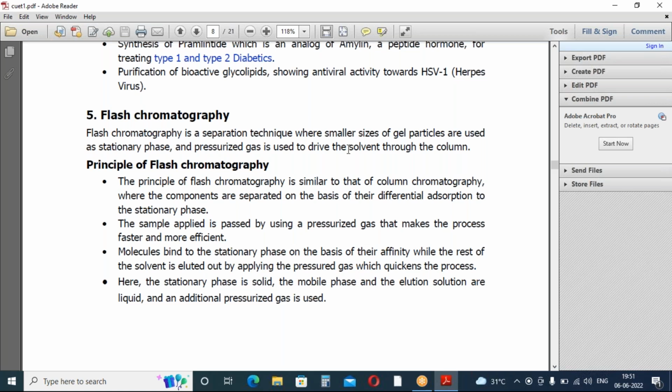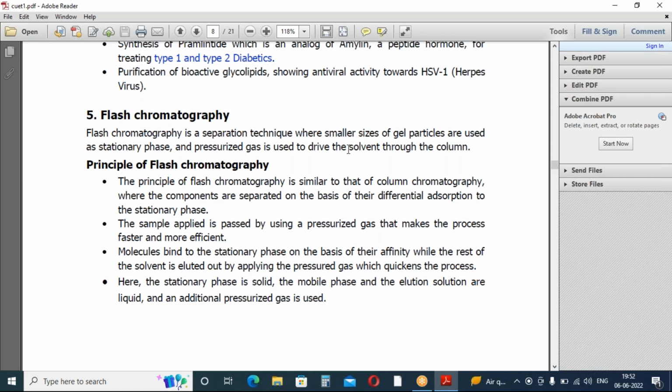The lower affinity molecules move fast when the pressurized gas is applied, whereas the high affinity molecules are retained on the stationary phase for some time, and after the higher pressure is applied, they can also move. Depending upon the time of this movement, we can identify the components present in the mixture.